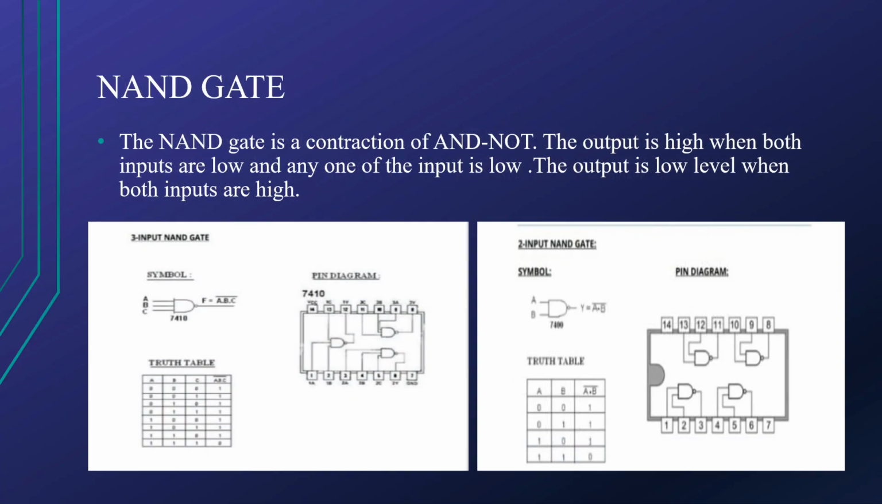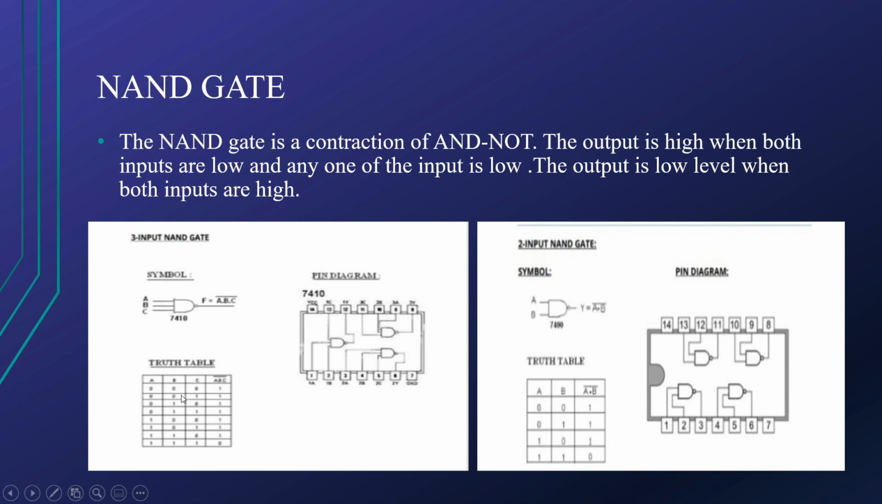Now NAND gate. The NAND gate is a contraction of AND and NOT. The output is 1 when any one of the inputs is low. The output is low level when both the inputs are high. This is the symbol of 3 input NAND gate, and this is the pin diagram for 3 input NAND gate.